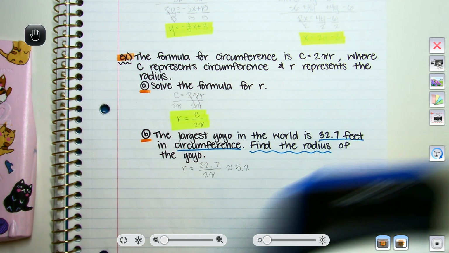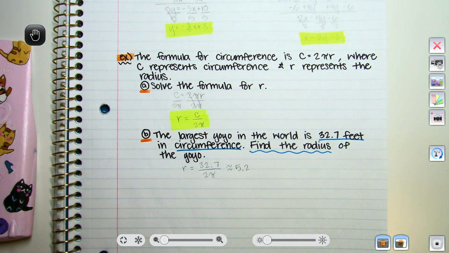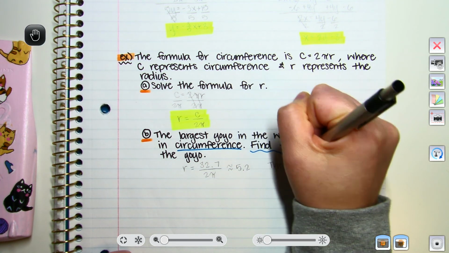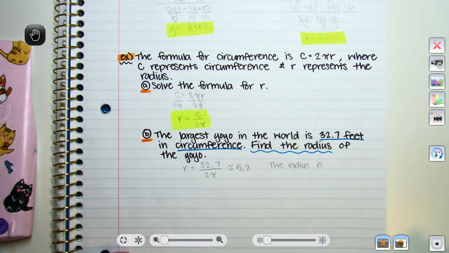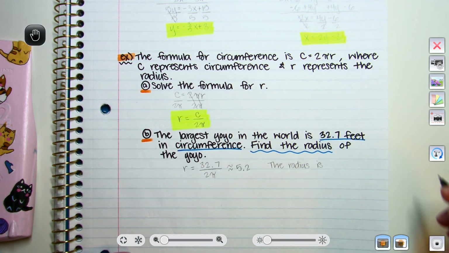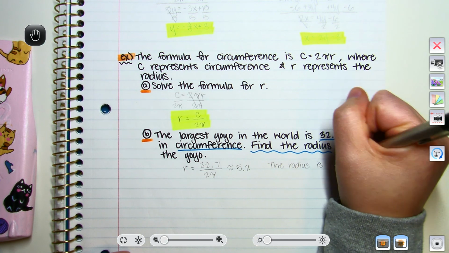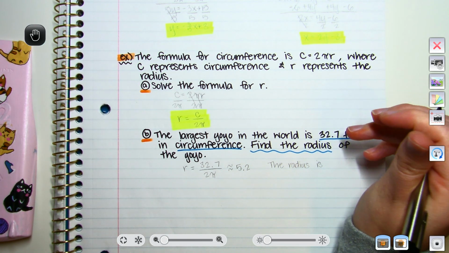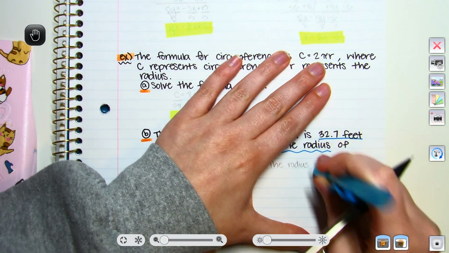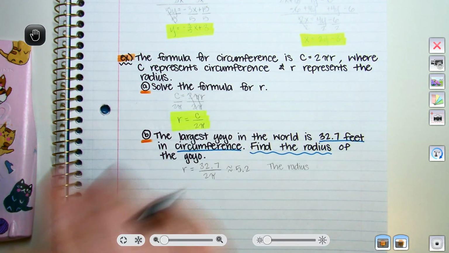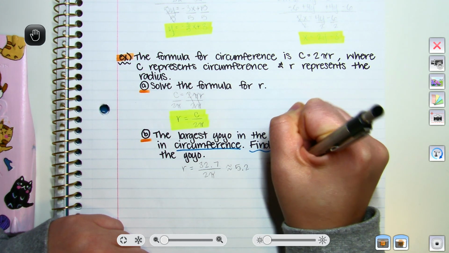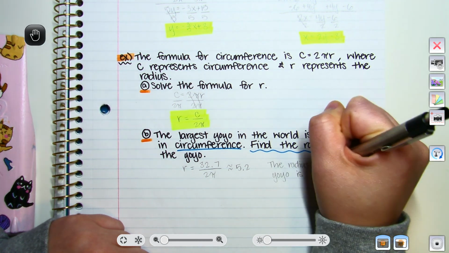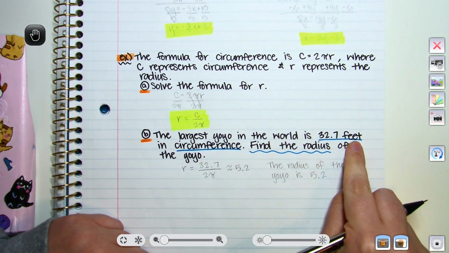But we're talking about a word problem here, so we can't just say 5.2 and be done with it. The radius, you can either say is or is about. Actually, let me say the radius of the yo-yo. I'll be even more specific. The radius of the yo-yo is 5.2, and we're talking about feet.